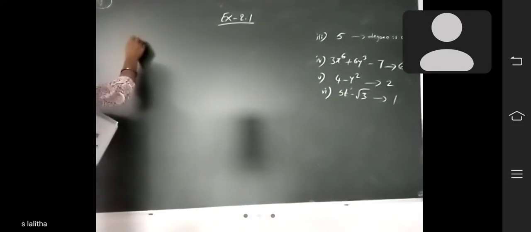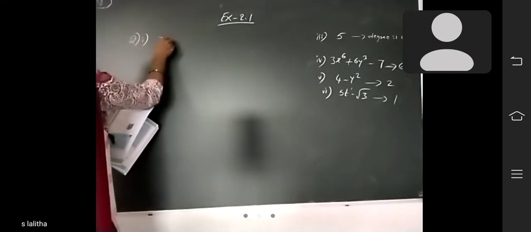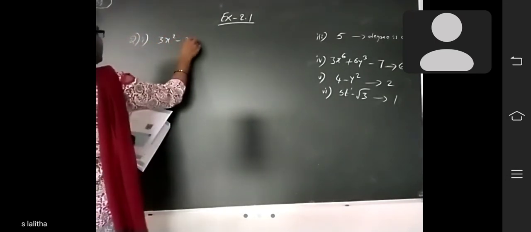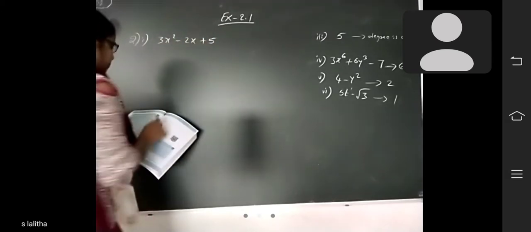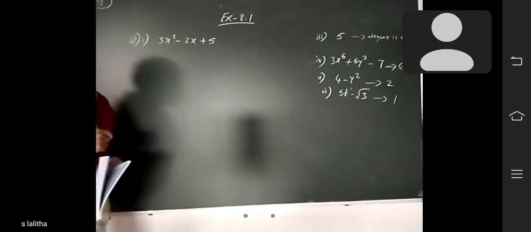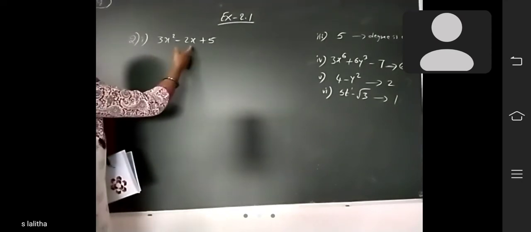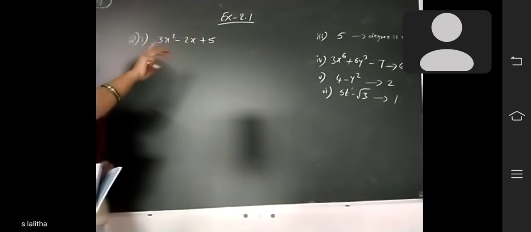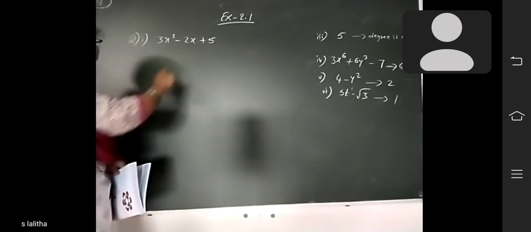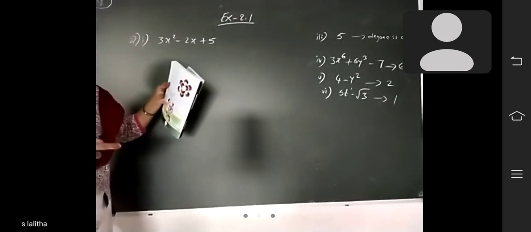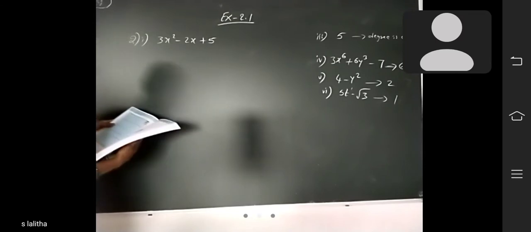Okay. What is the first one? 3x square minus 2x plus 5. Is it a polynomial with one variable or not, children? Yes. Why? Because here only one variable, x only. There is no other variable, only the x variable is there. So it is a polynomial with one variable. Okay, right.